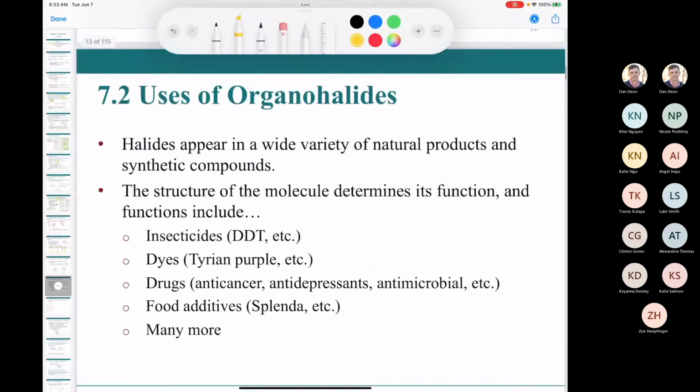And looking at that, you might think, well, jeepers, it looks to me like alkyl halides are just a bunch of poisons, insecticides.